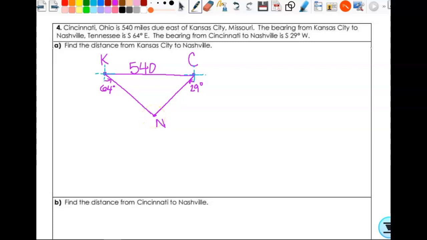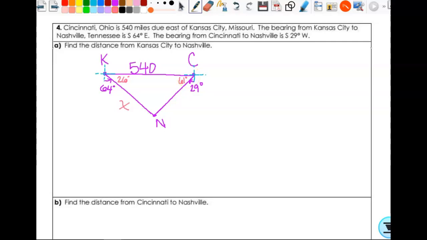Okay. So the first thing, I'm going to find the distance from Kansas City to Nashville. So this is X that I'm looking for. I have 540 is the only piece of the actual triangle that I have information for. I have angle measures, but they're not inside my triangle. That's why it's important that you label them correctly so you know where the angles actually go. How do I find this angle measure right here? Subtract it from 90, so this would give me 26 degrees. Right? Then same thing over here. I'm going to subtract from 90, so that'll give me 61 degrees.